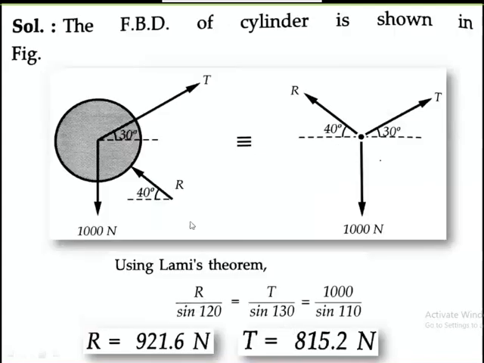We will just use Lamb's theorem. Since there are only three forces, we can use Lamb's theorem. That is R divided by sine of 90 plus 30, equal to T divided by sine of 90 plus 40, and that is equal to 1000 divided by sine of 60 plus 50. The remaining angle here is 60 plus 50. Just equate this. R divided by sine 120 is equal to 1000 divided by sine 110, you'll get this R. And T divided by sine 130 is equal to 1000 divided by sine 110, you'll get the value of T.